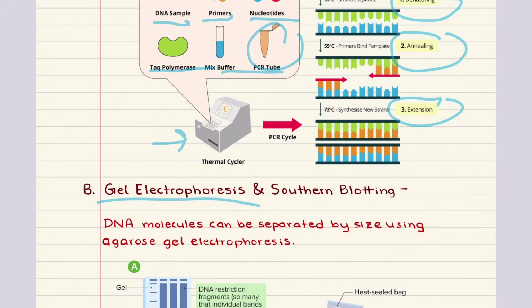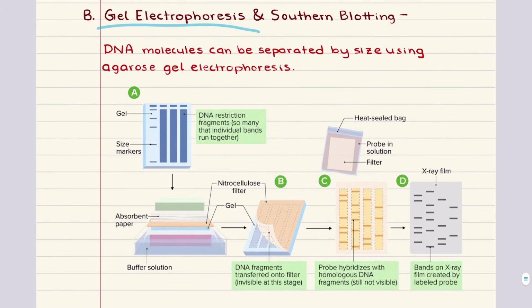Smaller fragments are going to move faster, and that's going to allow us to separate DNA by size. Now, this is discussed further in our MCAT biochemistry playlist. I believe we went over gel electrophoresis in chapter 3, so you can revisit that if you want more details. But gel electrophoresis is also often used while performing Southern blot, and that's what we're going to discuss next.